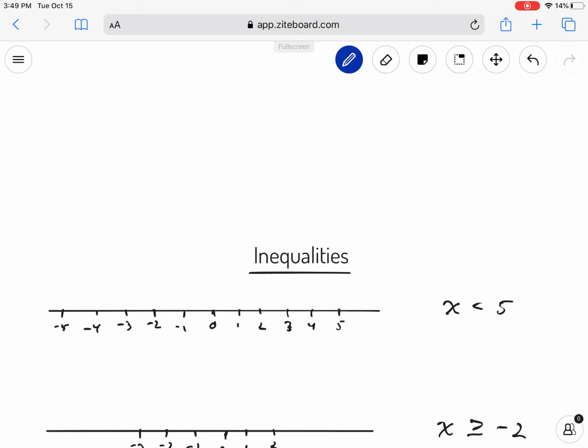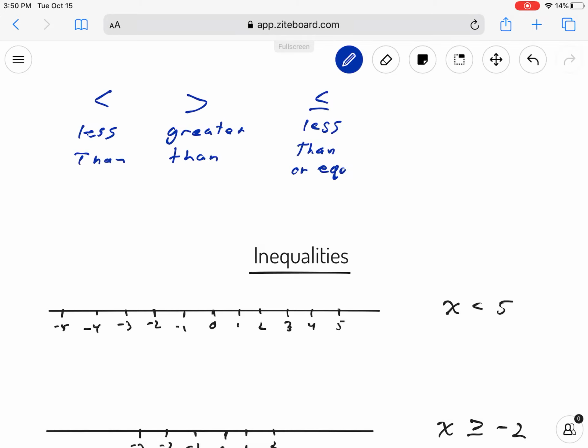So let me go over the symbols real quick. So this is less than. Its opposite is greater than. Now, if we want to include whatever value we're talking about, we put a half an equal sign underneath it. And then this becomes less than, or equal to.